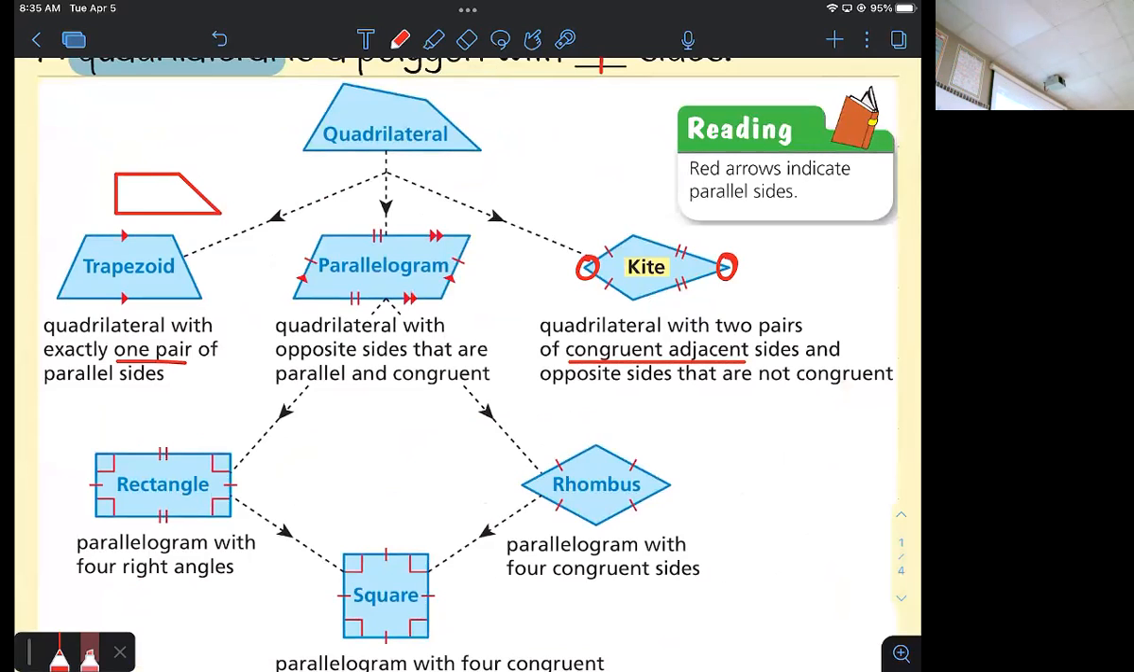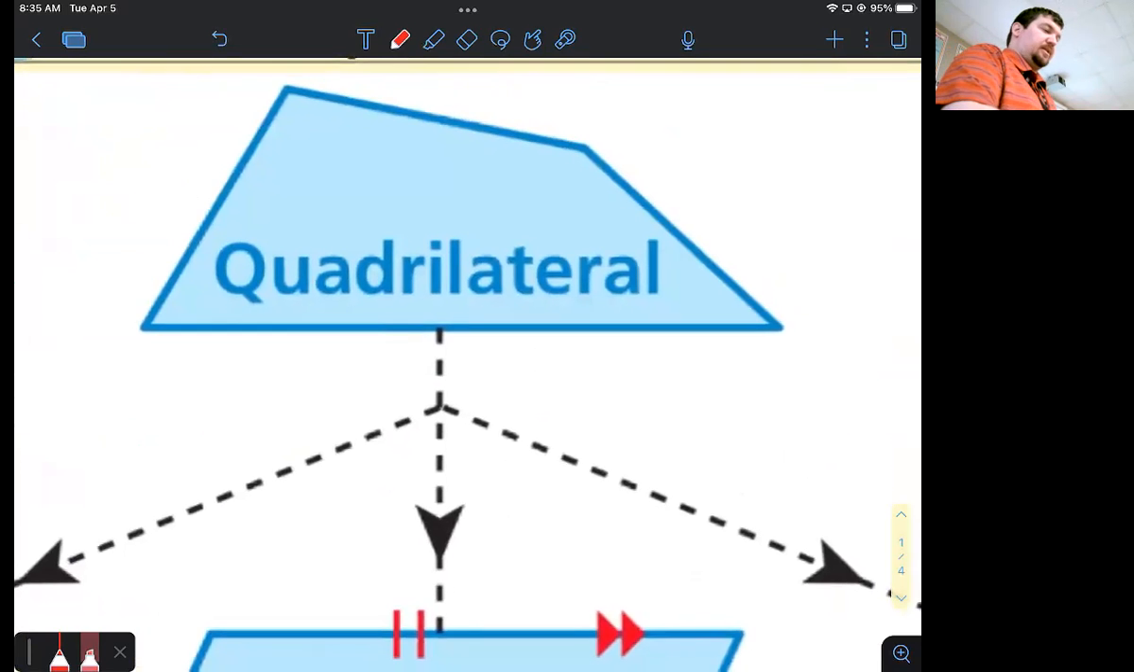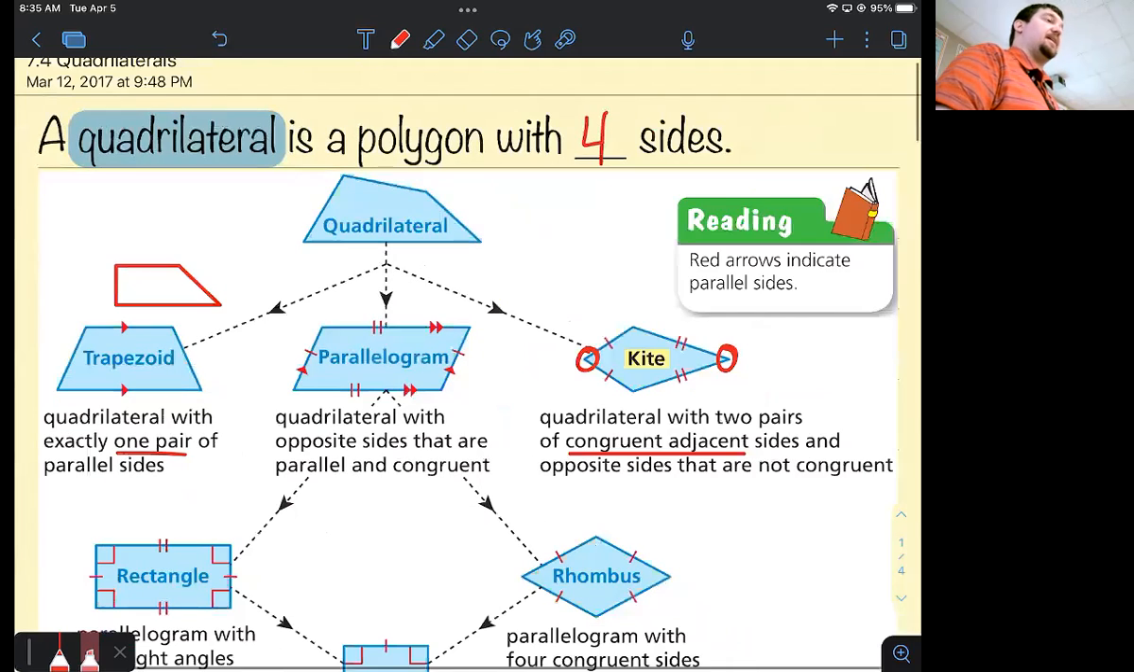So really, here are your options. Does it have no parallel sides? That's probably a kite then, right? Since that's our new one. I mean, it could just still be a quadrilateral. This one doesn't have any parallel sides. So I would just say this is a quadrilateral, but chances are it could be a kite.